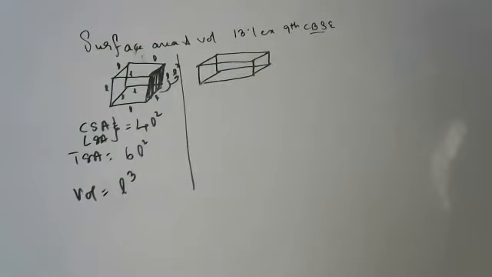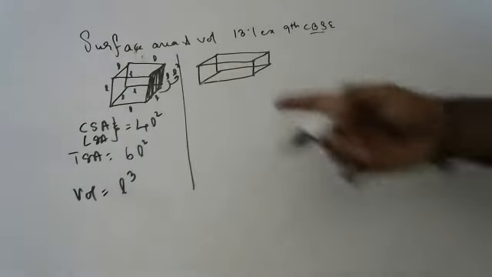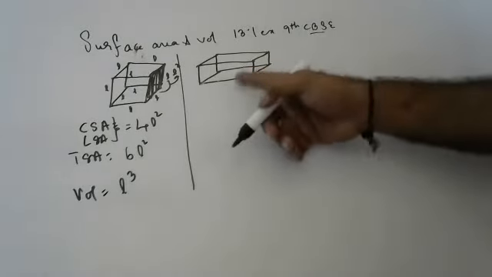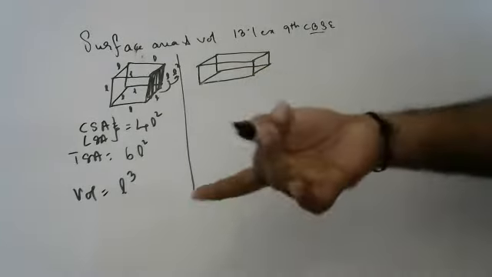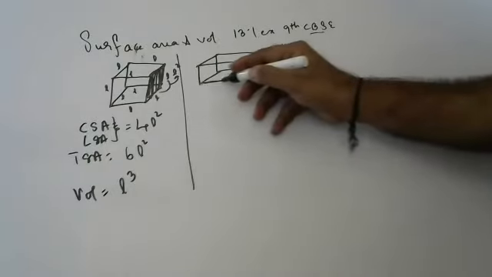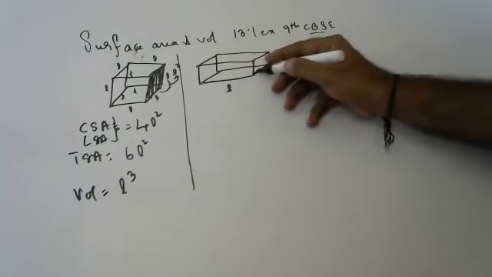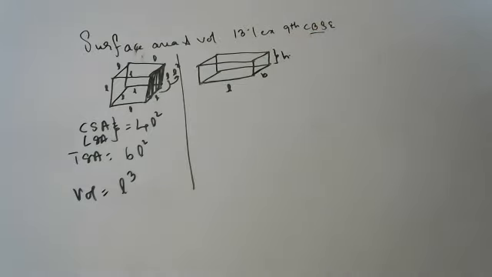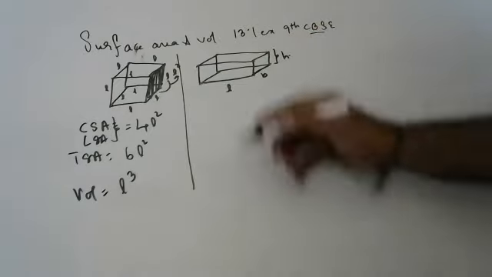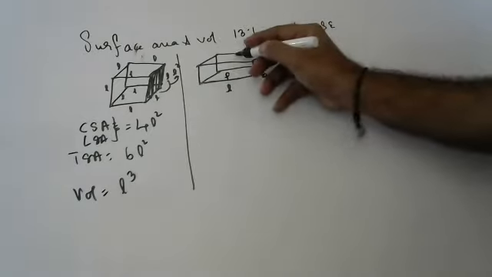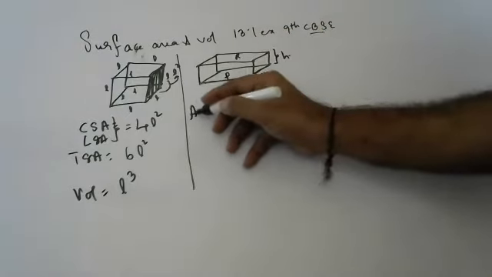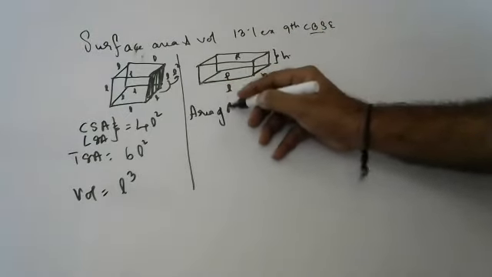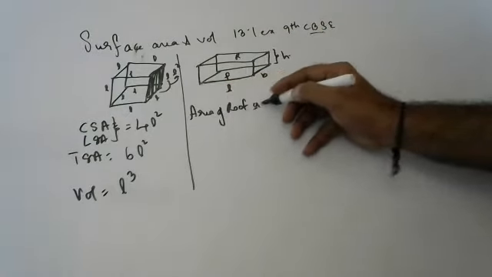Now imagine this one, children, a cuboid. A cuboid is also the same, but here this is L, this is B, and this is H. Can anyone say, this is the floor and this is the roof. What is the area of the roof or floor?